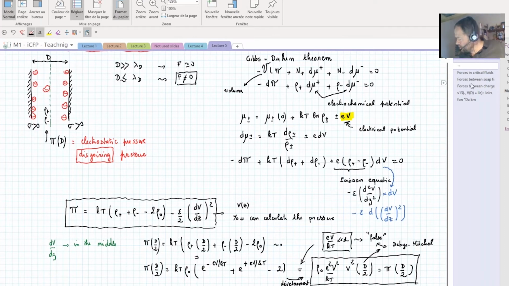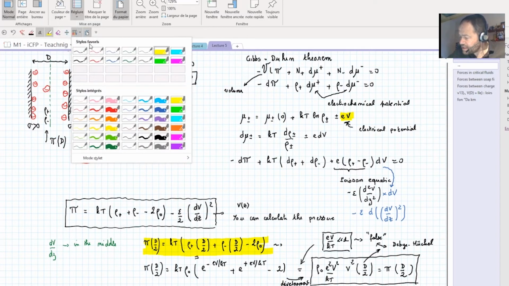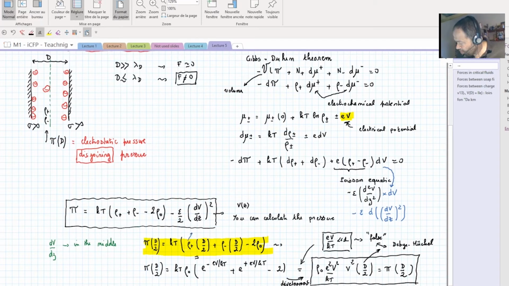When we had this equation here, something that I have not said, I should have said that, you see here that the electrostatic pressure is kind of an osmotic pressure of the ions, because you see kT times the density of ions. Okay, so it's the same thing that we've seen before, but in another presentation.